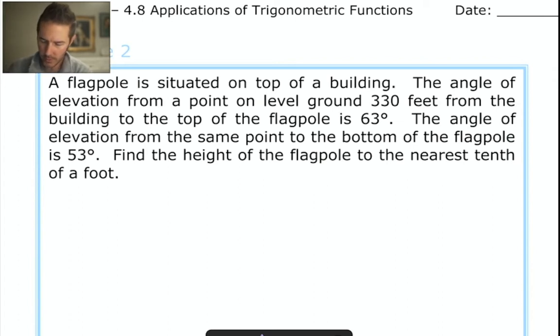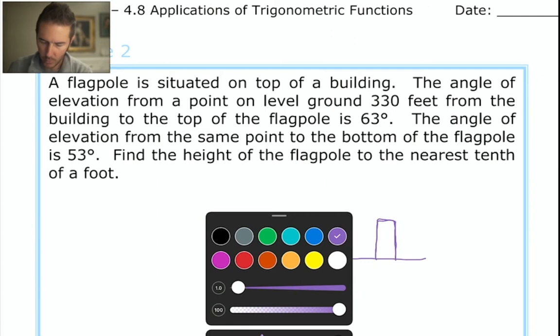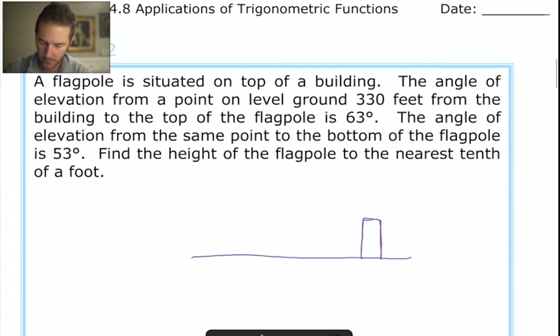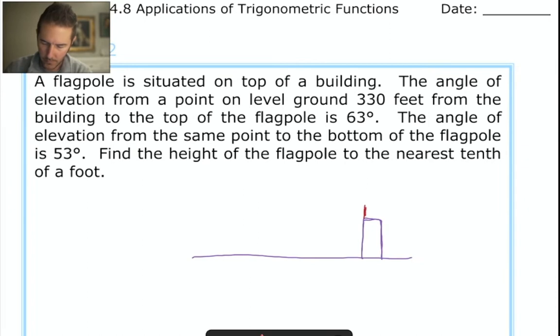All right, so we're going to need to draw ourselves a diagram because in this problem, one was not provided for us. So here's the ground, and here's the building, and a beautiful one at that. And here's my flagpole. And let's get a flag on there.